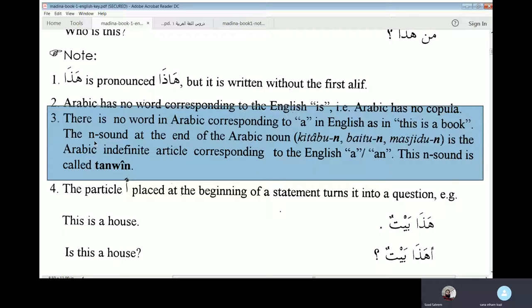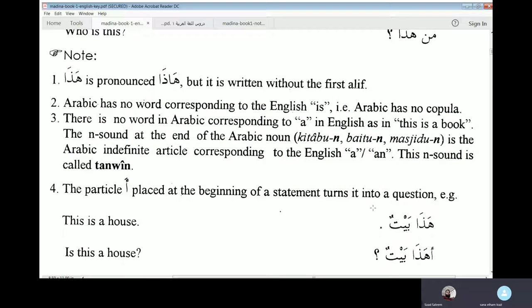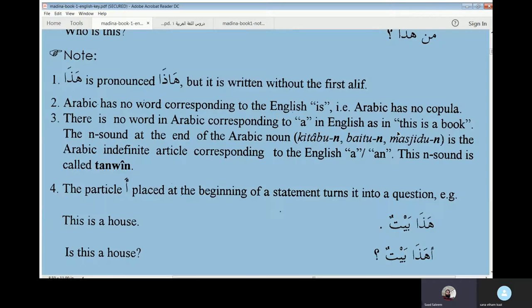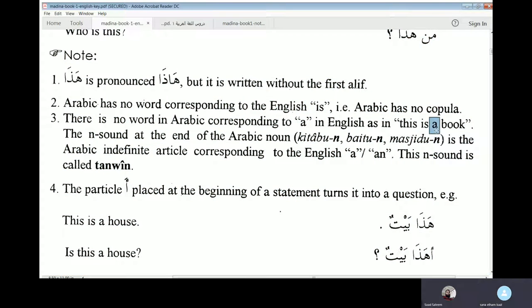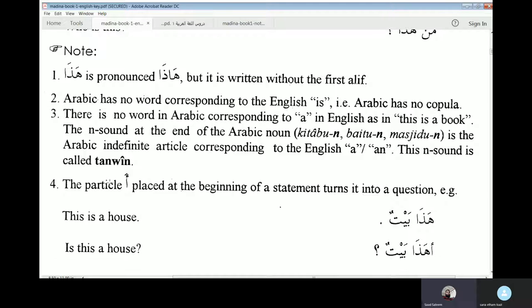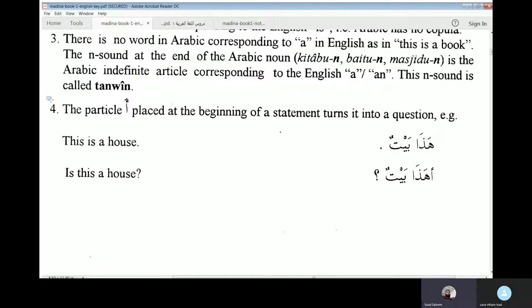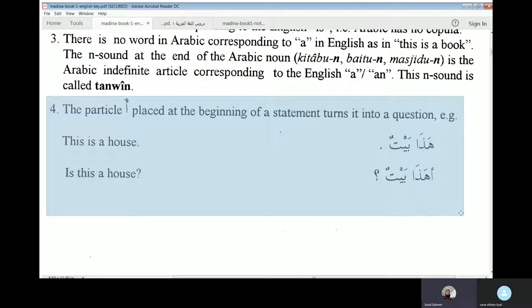The N sound at the end of the Arabic noun, which is either kitabun, baitun, masjidun, is the Arabic indefinite article corresponding to the English A or An. This N sound is called Tanween. Okay, so these two dhamma are known as Tanween and it is equal to A, one, non-specific things. Okay. Yes, Miss Sana, read this.